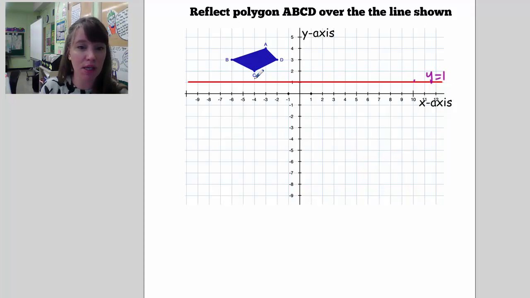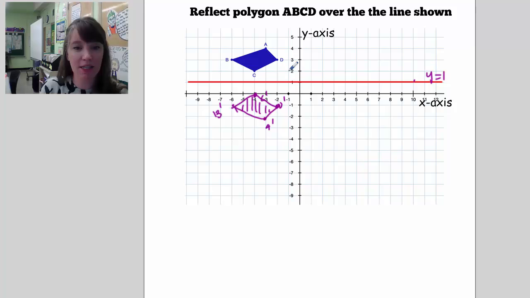So, for instance, C is 1 unit above, so C prime becomes 1 unit below. A is 1, 2, 3 units above, so you march 1, 2, 3 units below the line of reflection. Likewise with D, that's the new D prime, and B is right here. Okay, so here I can match the coordinates up like this, and there's my new line.